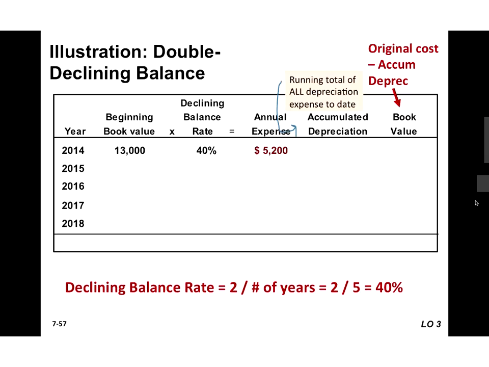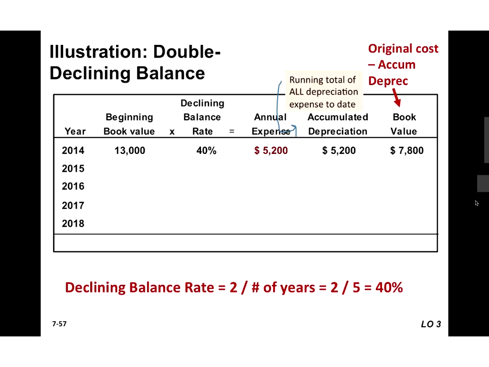So now our accumulated depreciation for year 1 is $5,200. That's all the depreciation we have. And our book value is our original cost of $13,000 minus $5,200, which gives us $7,800. So you see we have a lot of depreciation in year 1. We're taking 40% of the book value. In year 1, it's the full cost.